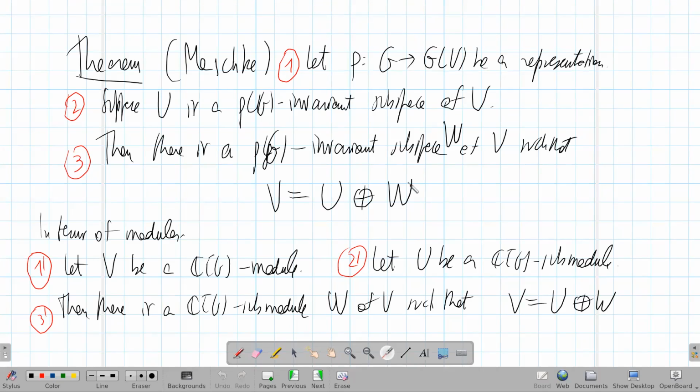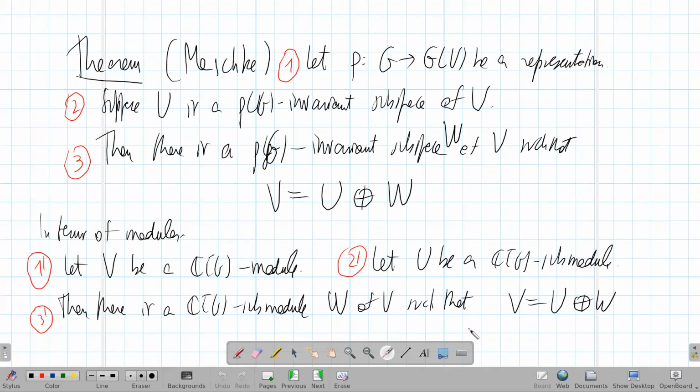And the fact that there is a complementary subspace is standard linear algebra, but the claim of Maschke's theorem is that there is a complement which is rho G invariant. This can also be rephrased in the other language.